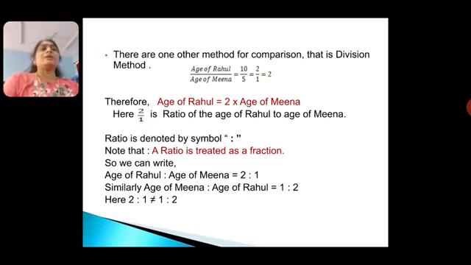Ratio is denoted by the symbol of two dots, that means colon. Note that a ratio is treated as a fraction. So, we can write age of Rahul ratio age of Meena equals 2 ratio 1. Similarly, age of Meena ratio age of Rahul equals 1 ratio 2. Note that here 2 ratio 1 is not equal to 1 ratio 2.